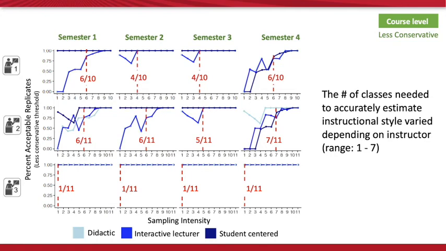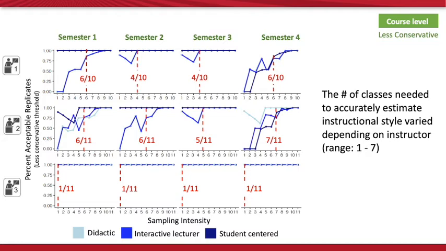This set of graphs is the result of 1,000 random samples of those classes drawn at varying sampling intensities. Each graph shows the relationship between the sampling intensity on the x-axis and the percent of acceptable replicates on the y-axis for each course each semester. We report that using the less conservative threshold, the number of classes needed to accurately estimate instructional style varied depending on the instructor and range from 1 to 7.